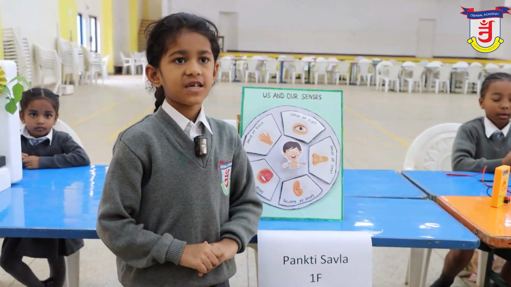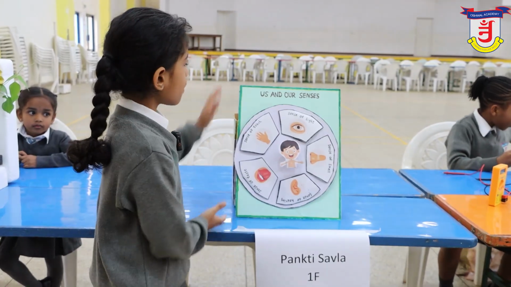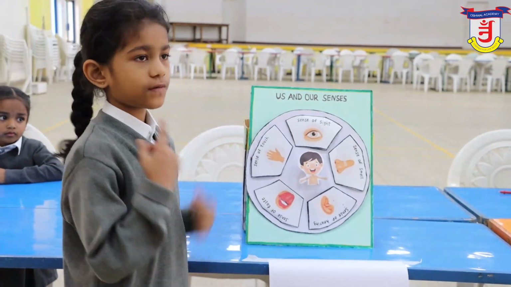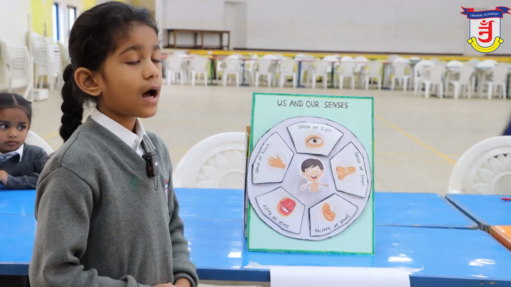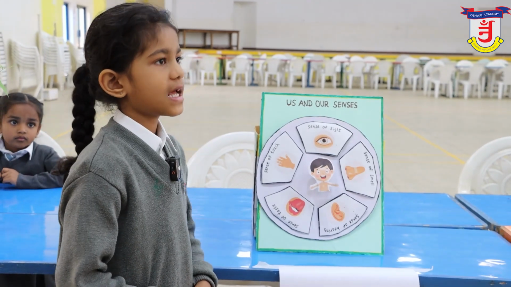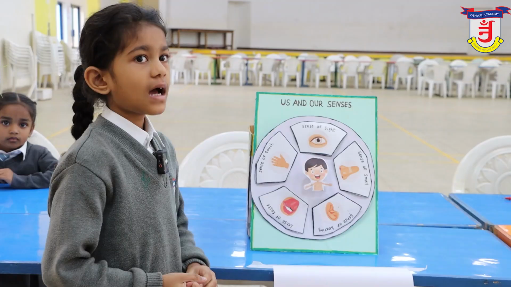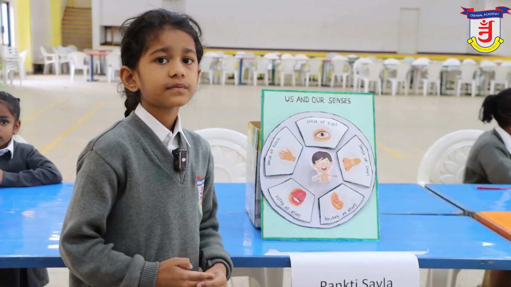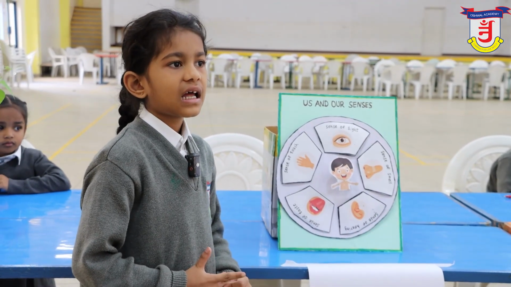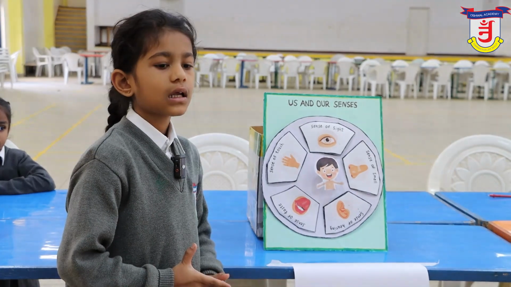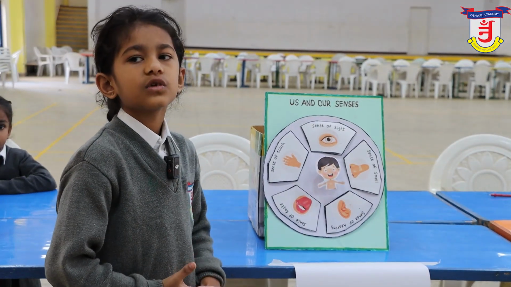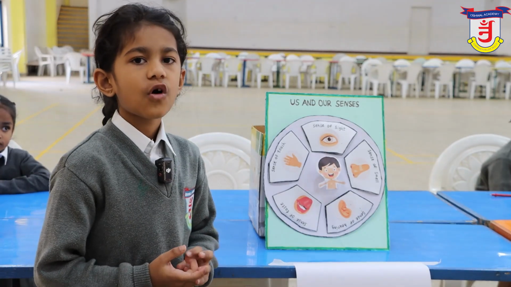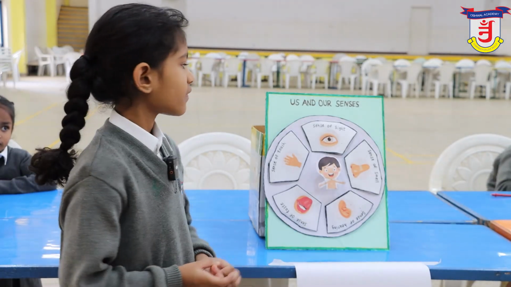Good morning, my name is Pankti and today my topic is about us and our senses. First off is sense of sight. We can see with our eyes. We have some parts of the eyes. They are called pupil, iris, optic nerve, cornea, retina, and lenses. Cornea allows us to focus on objects.